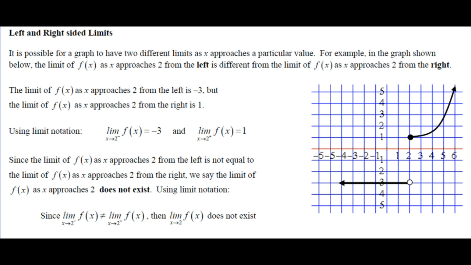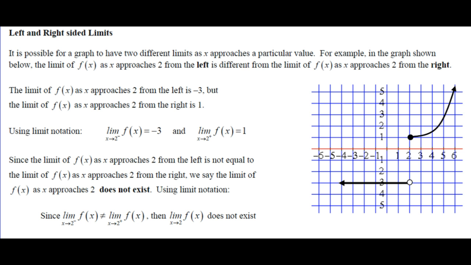Since the limit as x approaches 2 from below, so this is from the left, or I would say just from below, this is x approaches 2 from the negative side, right? Coming from negative to positive. This is going from the right to the left, or from above. That's this notation. These limits are not equal to each other, then we say the limit does not exist.